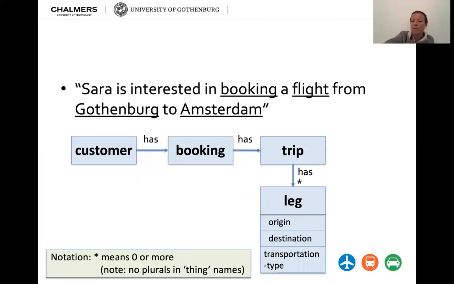Good. A little more. She's booking a flight from Gothenburg to Amsterdam. So the trip can have several legs, because we also remember she still has to go from Amsterdam to Rotterdam. And you see that the star notation for the multiplicity means either 0 or more. So it can have 0 legs or it can have several legs.